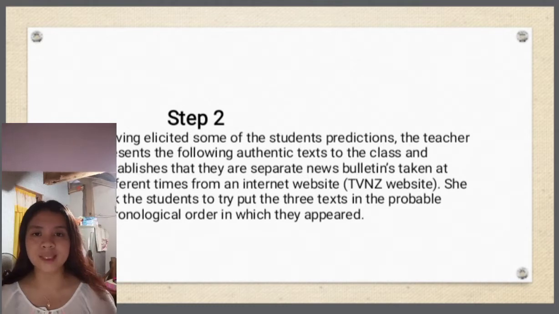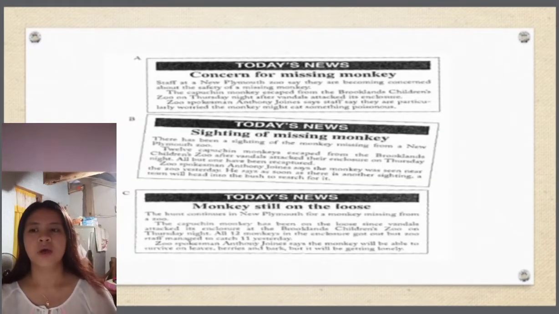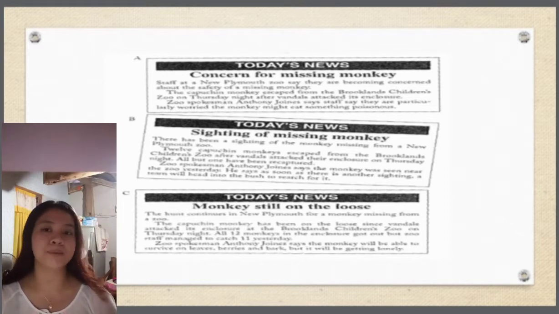So, I have here an example of a text. First is the concern for missing monkey. The second one is the sighting of missing monkey. And the third one is the monkey still on the loose.